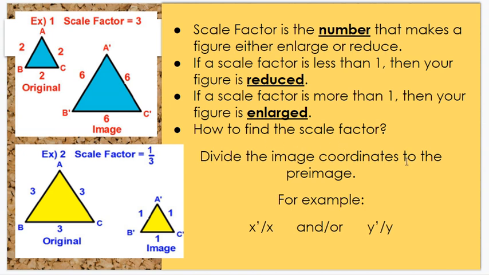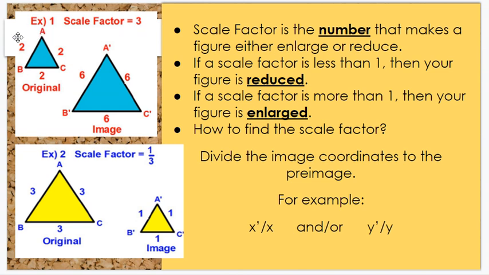So how do you find it? You take the coordinates of the original pre-image and the new image, and then you create a fraction, and you make sure that when you make that fraction, the new number, the prime, is on top of the bottom. So let's take a look at this first example, example 1. It tells us the scale factor is 3. Since it's a whole number 3, we know that means the figure got 3 times larger.